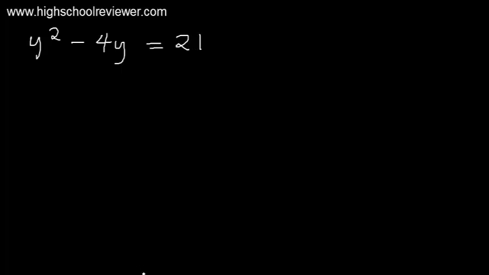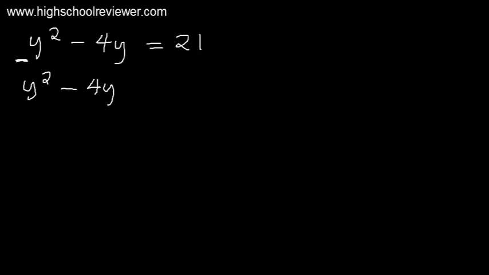To solve this quadratic equation by completing the square, first we have to make sure that there is no numerical coefficient before our first term. So in this equation, there is no numerical coefficient, so we can proceed in completing the square. Okay, so again, this is y squared minus 4y.